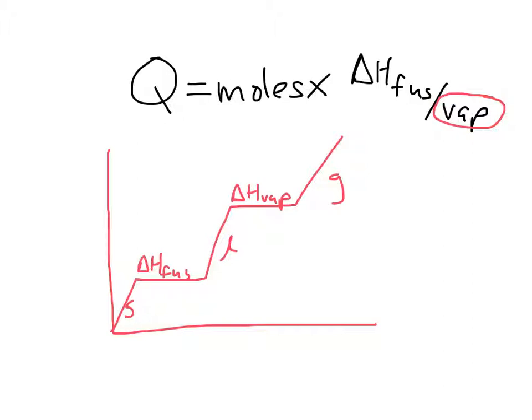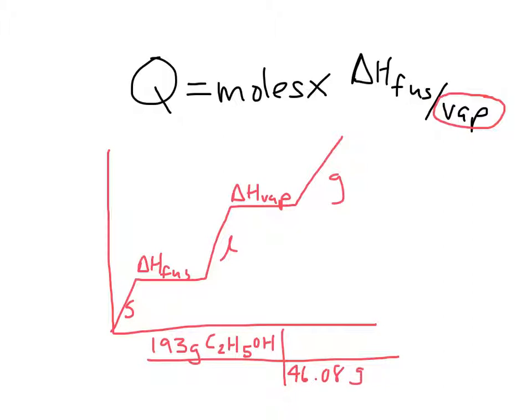So now that we know the equation, we're going to need moles instead of mass. It gave us 193 grams of ethanol, but we need to convert that 193 grams of ethanol into moles. So we have 193 grams of C2H5OH, and the molar mass of ethanol is 46.08 grams per mole. So it looks like we have 4.19 moles of ethanol.